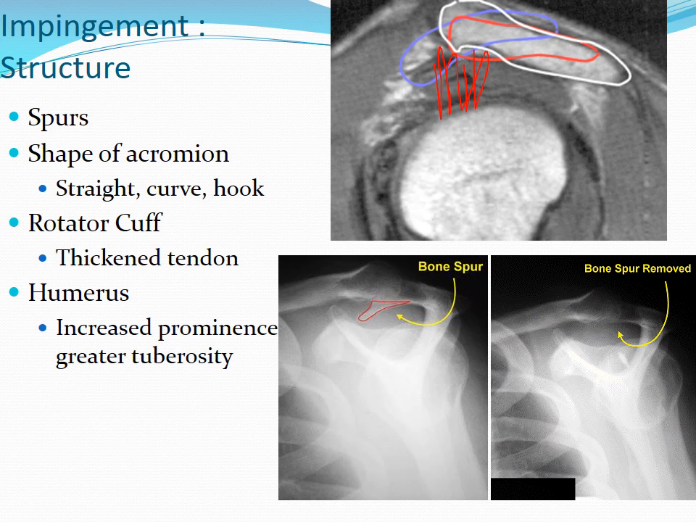The rotator cuff itself could get abnormally thick, such as in the case of a tendinosis. You often have thickening of the tendon. You could have an issue with the humerus. You could have bone spurs off the acromion, all that good stuff. Anything that would occupy that space.